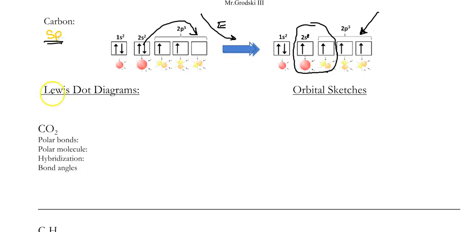So it kind of tells that. But let's go to the Lewis dot diagram because it's really going to tell us a story. So let's do CO2. And how do we do that? We're going to put carbon in the middle.